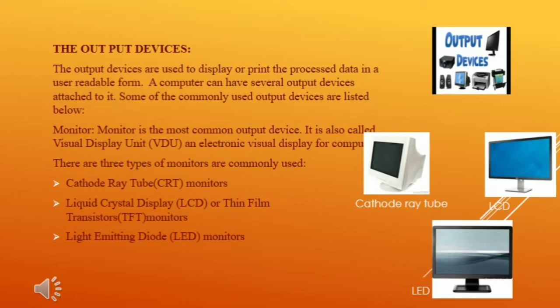There are three types of monitors which are commonly used. The images are displayed on the screen: cathode ray tube, LCD, LED. Cathode ray tube, short form is CRT. LCD full form is liquid crystal display, or TFT, thin film transistor monitor. LED is light emitting diode monitors.